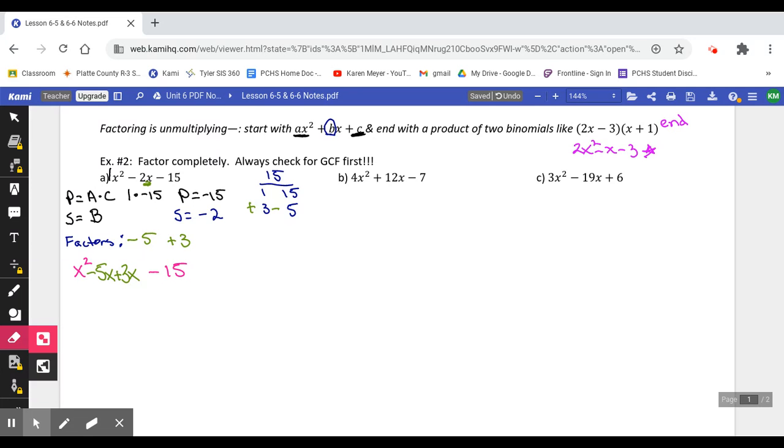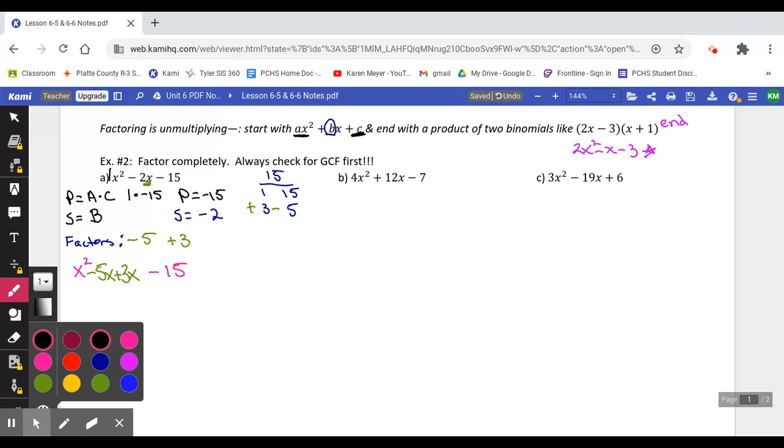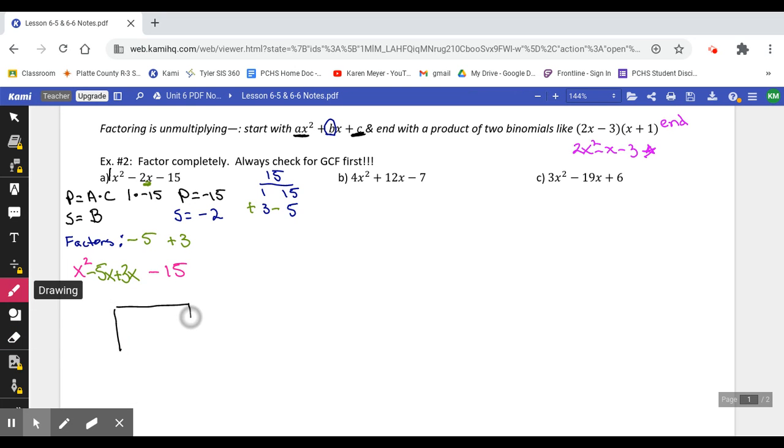Okay. Once I've expanded the problem from 3 terms to 4 terms, this is where we're going to make a box again. Except, remember, factoring is the opposite of multiplying. So this time we're going to start by putting the 4 terms inside the box. And then our job is to come out with the outside information.